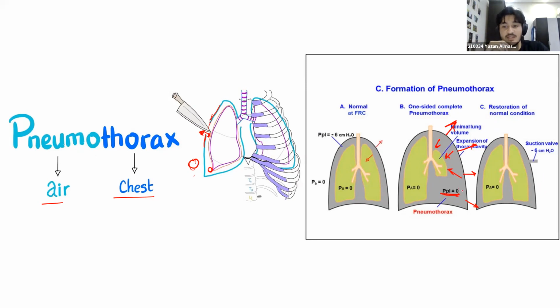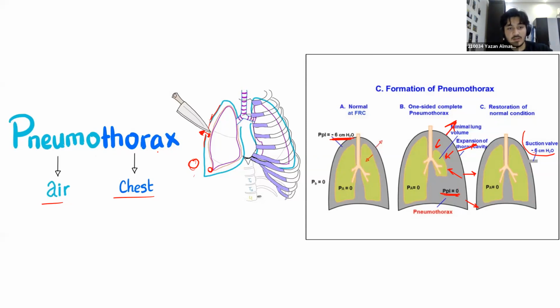We need to re-establish the negative pressure. The negative pressure in the pleural space is what was keeping everything intact. So once we re-establish this with something called a suction valve, we literally put a tube inside the patient's chest and we suck the air out, or basically establish a negative pressure. Once we re-establish that negative pressure, everything is going to go back to normal. The connection between the chest wall and the lung will be back to normal. Tamam? This is pneumothorax, okay?